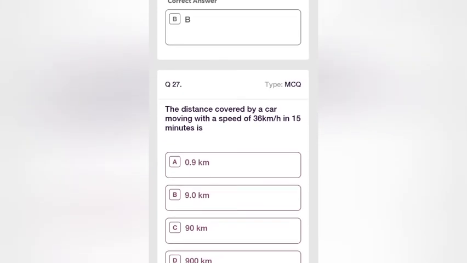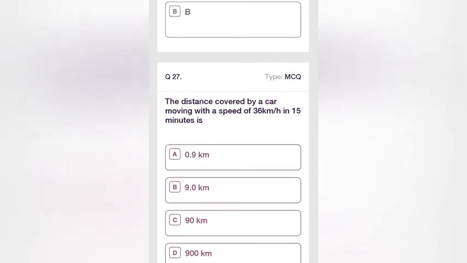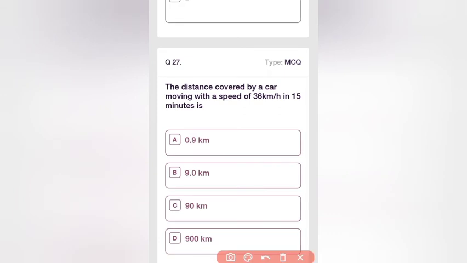The distance covered by a car moving with a speed of 36 km per hour in 15 minutes is, see, we need to find out the distance, whereas the speed is given. This is the speed and this is the time. Speed is in kilometer per hour, but time is in minutes. We need to convert everything to the same unit. Numerator and denominator should be in the same unit.